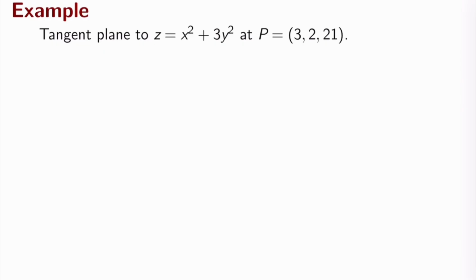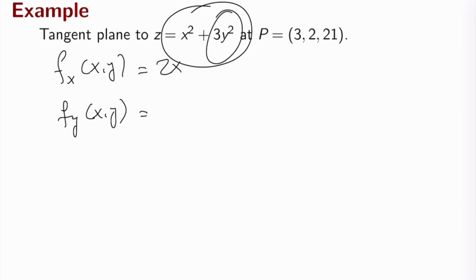Let's consider the surface given by this function, x squared plus 3y squared, and we want to calculate the tangent plane to that surface at this point, (3, 2, 21). In order to do that, we are going to first calculate the partial derivatives of this function. The partial derivative with respect to x is just 2x, and the derivative with respect to y of the same function is just the derivative of this term, which is 6y.